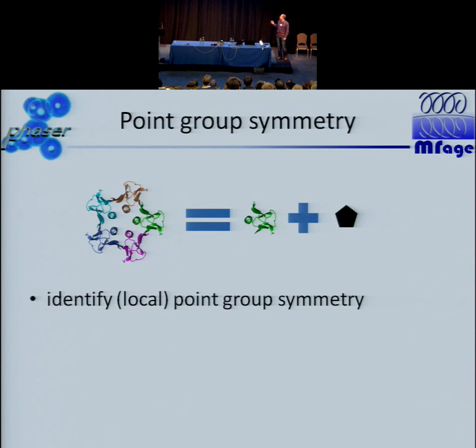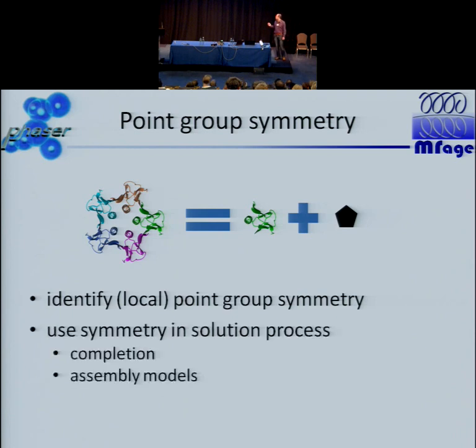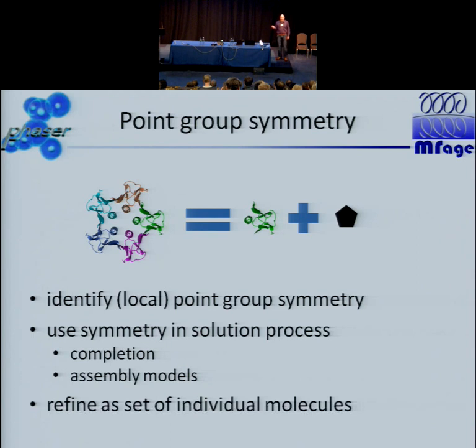So we can identify from a solution that we have a local point group symmetry. What we can do with this is use this information to complete the models, or we can also search with the model as an assembly. However, when we are actually refining the current partial solution, it's possibly not a good idea to keep this rigid, because there might be some local differences or deviations from the perfect symmetry, and it's a good idea to leave the different monomers refined as they are.